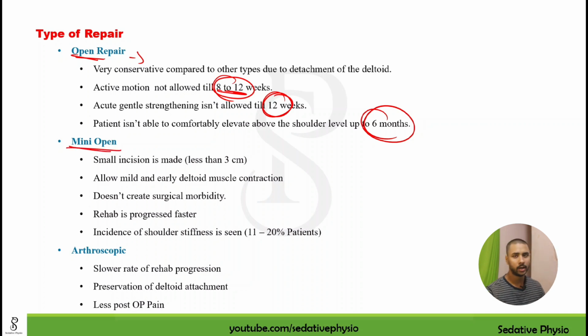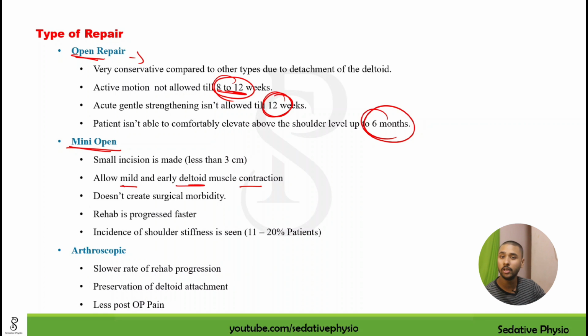Second is the mini open. Mini open is just like the open type of repair, but here there is a very small incision. About 3 cm of incision is made for the repair of the rotator cuff injury. Okay, it will allow mild and early deltoid muscle contraction. In the open type of repair, deltoid contraction is prohibited for up to 12 to 15 weeks.